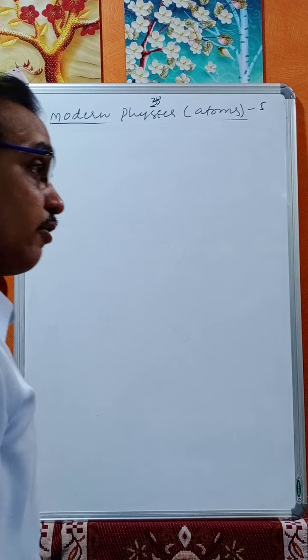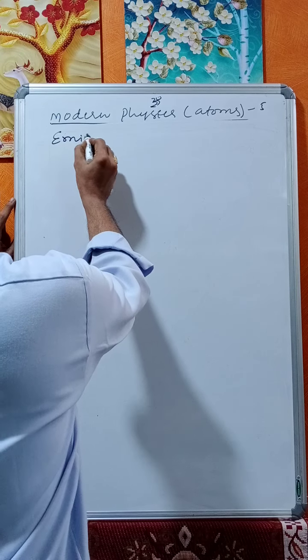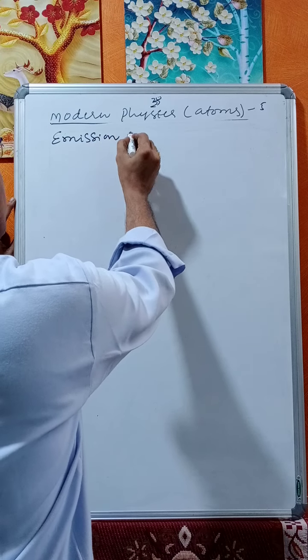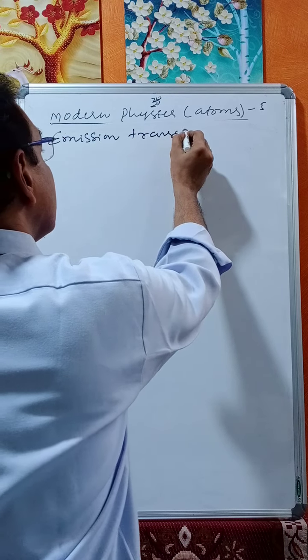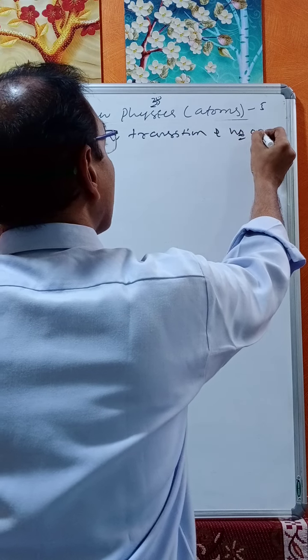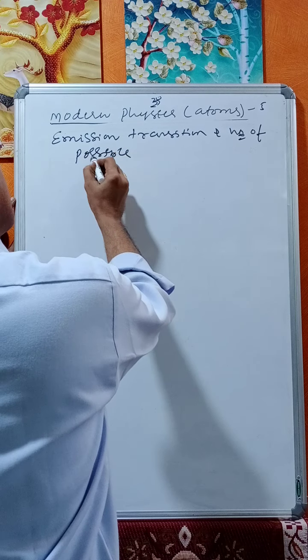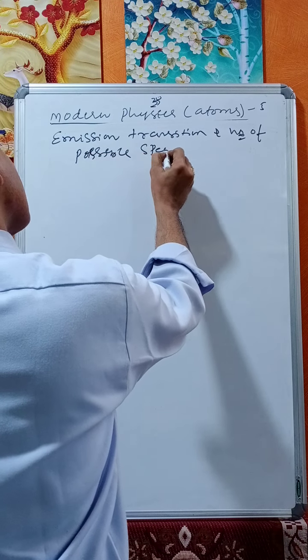So we have seen the relation between alpha and V. Now, what are emission, transition and the number of possible spectral lines?